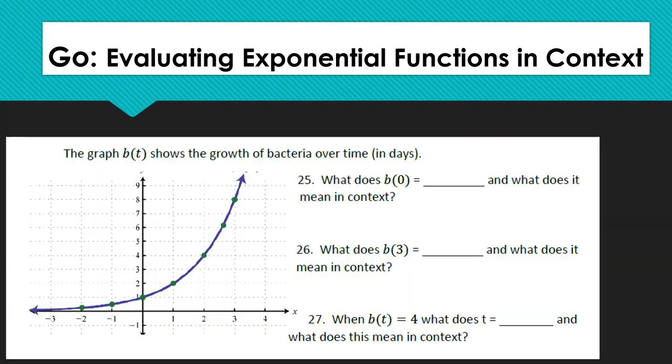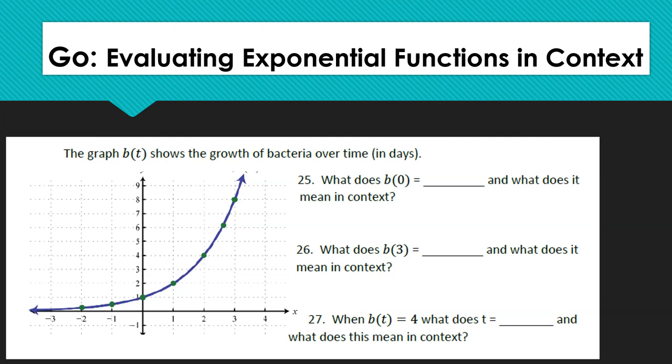In the Go section, you're evaluating exponential functions in context. In this example, we're looking at the growth of bacteria B represented on the y-axis over time t, represented on the x-axis. Let's explain the values of this exponential function in the context of the problem.